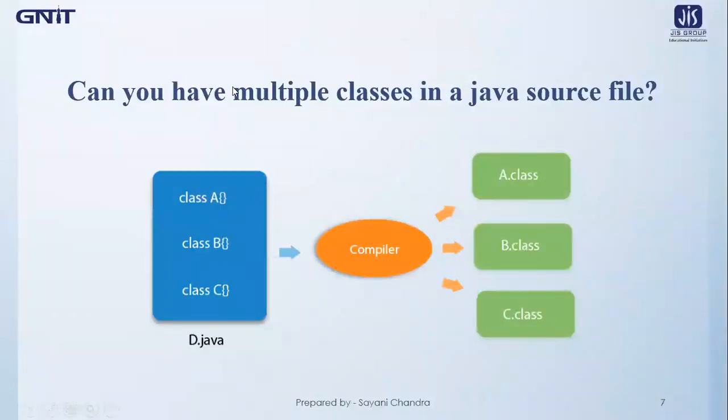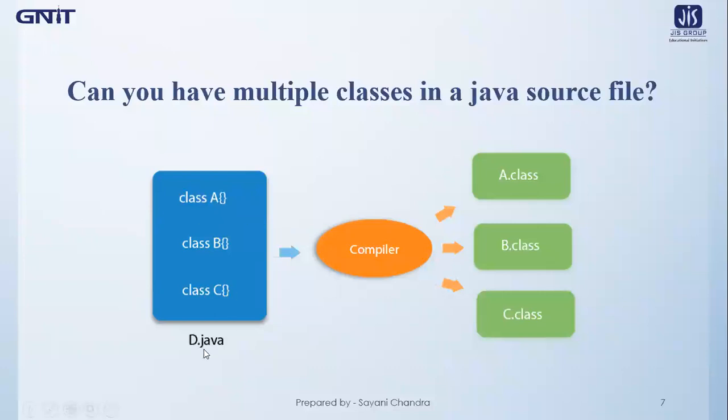The next question says: can you have multiple classes in a Java source file? Obviously, yes. In a Java source file, you can have an innumerable number of classes as per your requirement. As you can see, this t.java is your source code file in which there are three classes: class A, class B, class C. As I told you, it depends on how many classes you are using in your source code; that number of dot class files will be created. If you are using 100 classes, then 100 dot class files will be created.